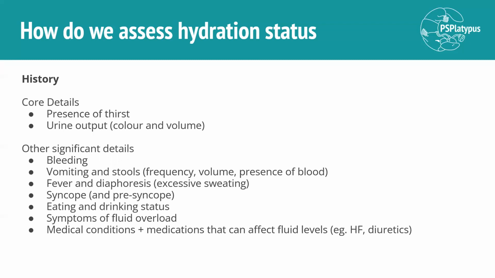Other significant details in the history which are worth having a look at when we're thinking about hydration status is bleeding, vomiting and stools, fever and diaphoresis, syncope and pre-syncope, eating and drinking status, symptoms of fluid overload, as well as any medical conditions or medications that can affect fluid levels, such as heart failure or diuretics.